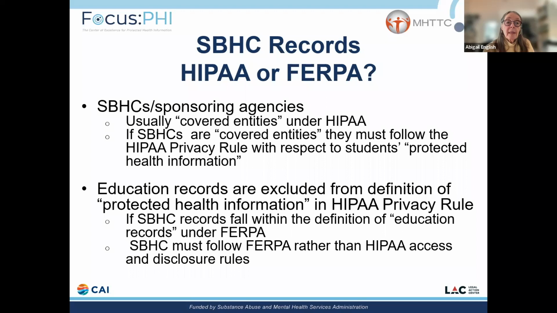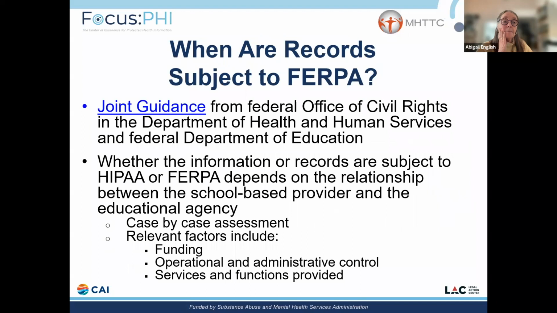So again, are school-based health center records governed by the HIPAA privacy rule, or FERPA? Well, school-based health centers and their sponsoring agencies are often covered entities under HIPAA. And if they're covered entities, they must follow the HIPAA privacy rule with respect to students' information that is protected health information. In other words, students' health information that falls within that definition of PHI under HIPAA. But I'm going to start sounding like a broken record here. Education records are excluded from the definition of PHI in the HIPAA privacy rule. So if a school-based health center's records fall within the definition of education records for some reason, then the school-based health center must follow FERPA rather than HIPAA access and disclosure rules.